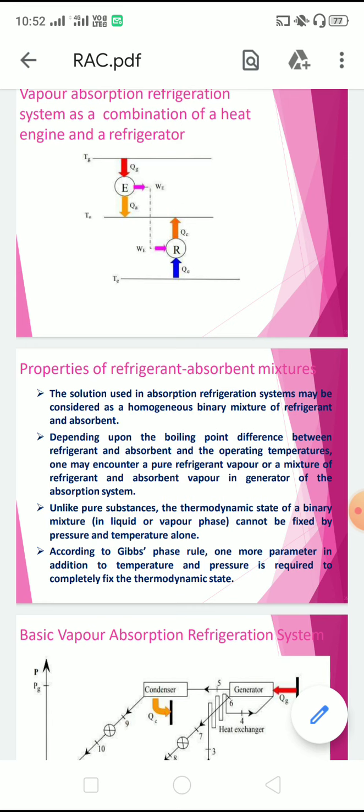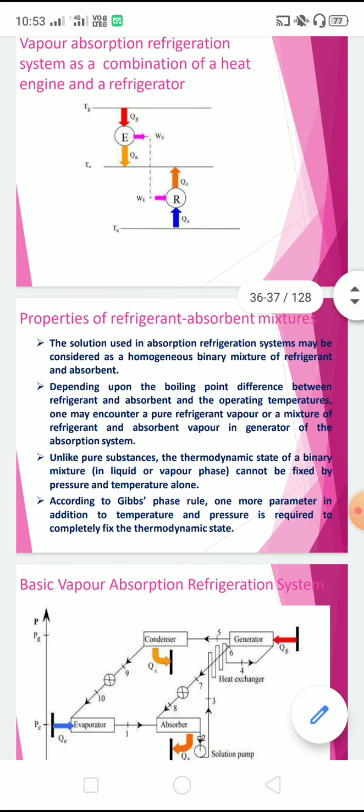The solution used in absorption refrigeration systems may be considered as a homogeneous binary mixture of refrigerant and absorbent. Depending upon the boiling point difference between refrigerant and absorbent and operating temperatures, one may encounter a pure refrigerant vapor or a mixture of refrigerant and absorbent vapor in the generator of the absorption system.